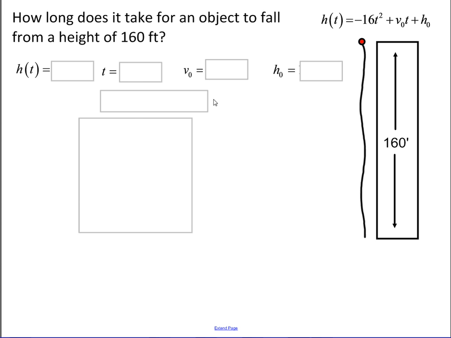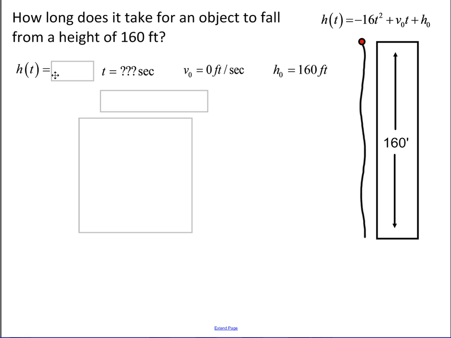So if we're trying to find time, we can presume that t is the variable that we do not know. But do we know the others? We start from a height of 160 feet, so we can say, okay, our initial height is 160 feet. The object is falling. It doesn't say anything about it being thrown upwards or sideways or anything like that. It just was dropped, so in that case it has an initial velocity of 0, just like the last one.